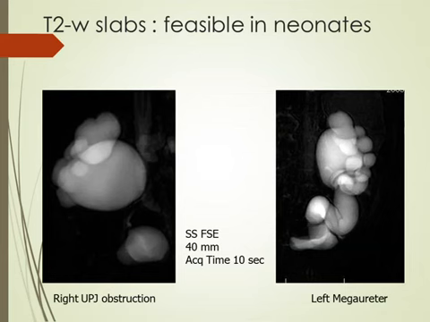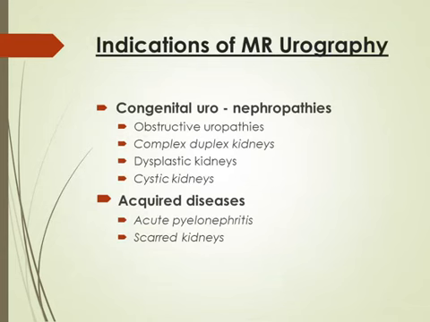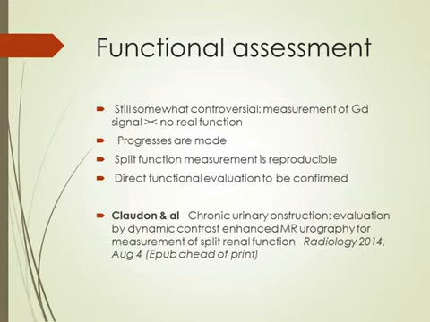It can be performed at any age. These two examples are in infants. On the left side, you have a right UPJ obstruction, and on the right side, you have a left megaureter, very nicely demonstrated by MR urography. As mentioned, the indications of MR urography are numerous and increasing. Classically, we would apply it to obstructive uropathies, complex duplex system, dysplastic kidney, cystic kidney, and acute and chronic pyelonephritis.